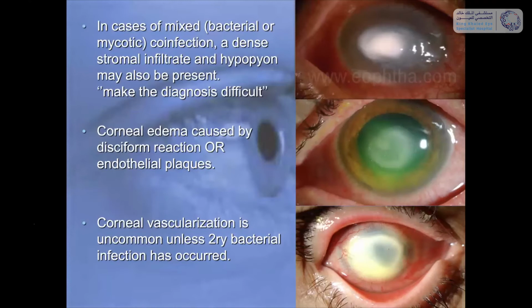In cases of mixed infection, I mean Acanthamoeba plus bacterial or mycotic co-infection, we see in this type of mixed infection the dense infiltrate with hypopyon. And this makes the diagnosis more difficult. Sometimes the stromal infiltrate will present as only corneal edema with disciform reaction or endothelial plaques. Corneal vascularization is uncommon in Acanthamoeba keratitis unless it is associated with bacterial infection.